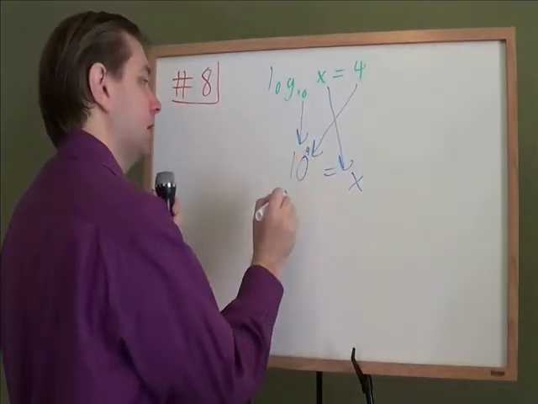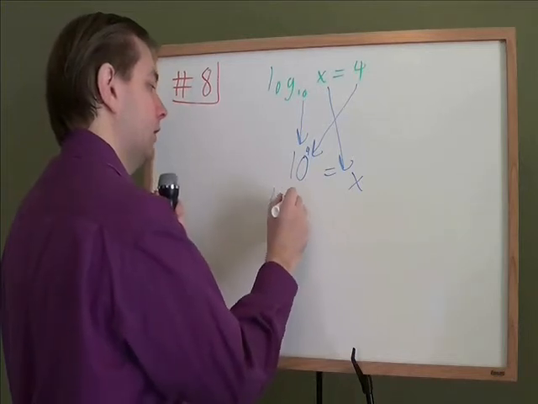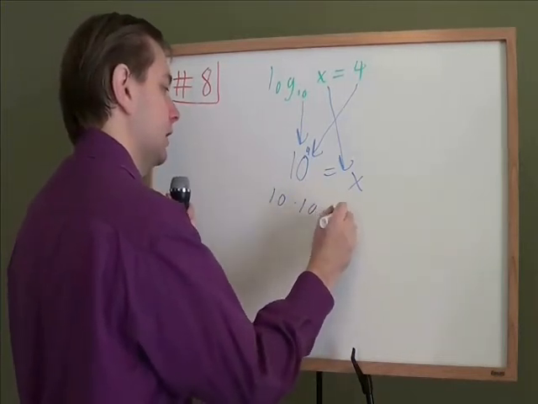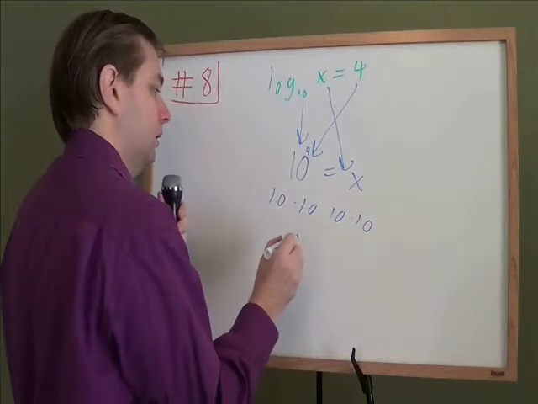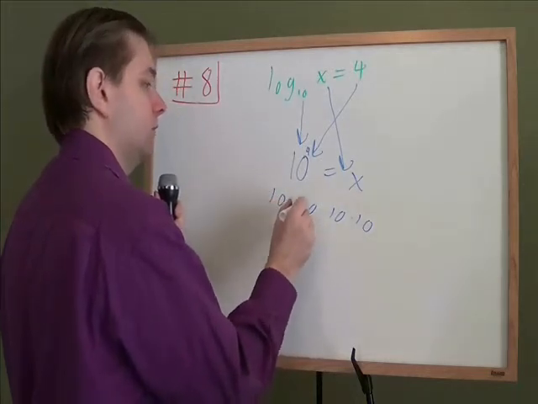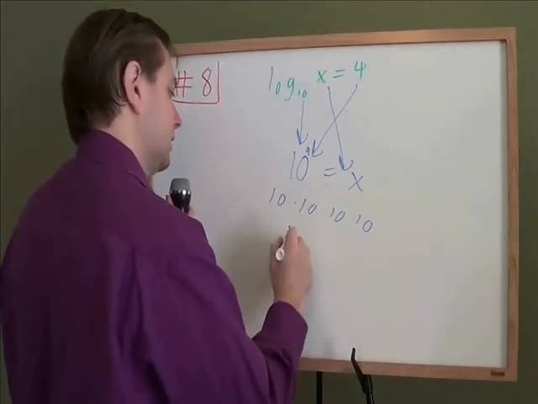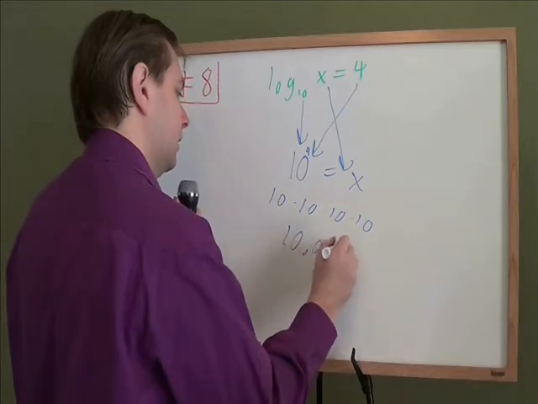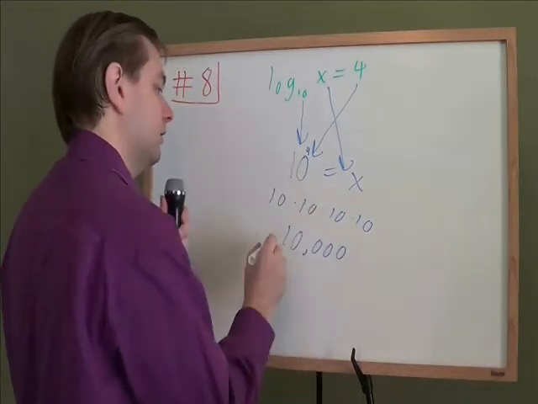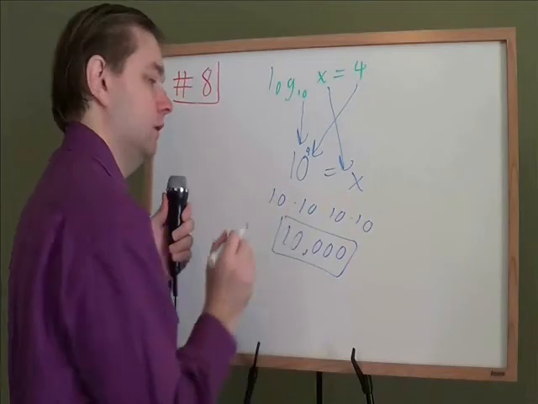And then we just need to work out 10 to the power 4. If you have 10 times 10 times 10 times 10, well, 10 times 10 is 100, times 10 is 1,000, times 10 is 10,000. That's 4 zeros when you have 10 to the 4th. And that is your answer.